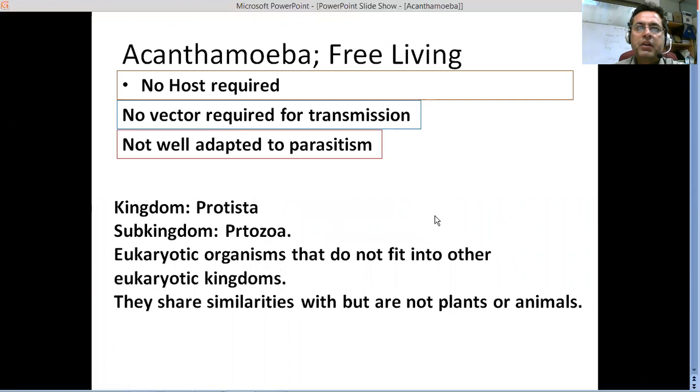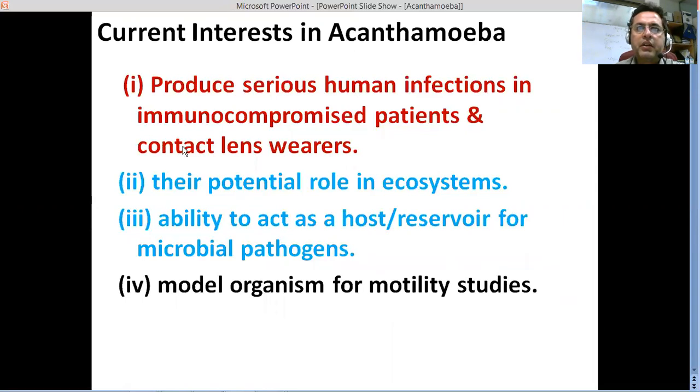So we discussed about Acanthamoeba that doesn't require any host. There's no vector required for transmission. It's not well adapted to parasitism. The classification of this particular parasite. Then we discussed the current interests in this particular parasite.